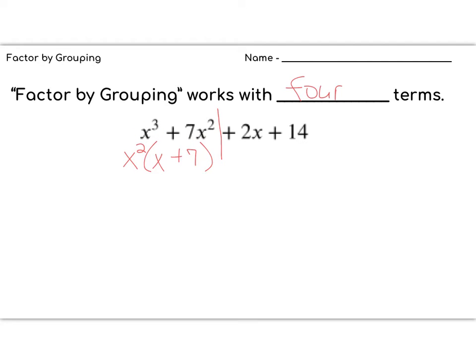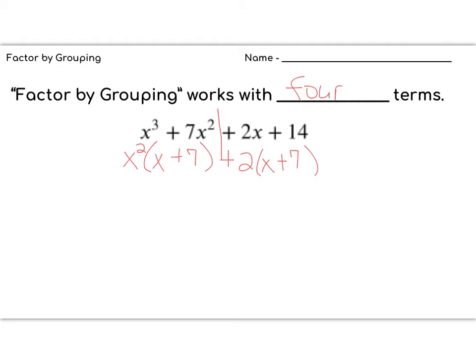Then you're going to look at the second set. I have plus 2x plus 14, and I ask myself what is common to both of those. Well, there is a 2 common to both of those, so I'm going to undistribute. I'm going to factor out a 2. And 2x divided by 2 is x, and 14 divided by 2 is 7.